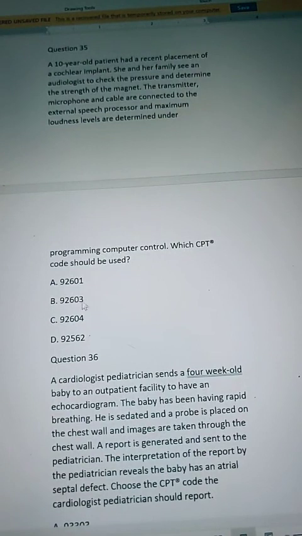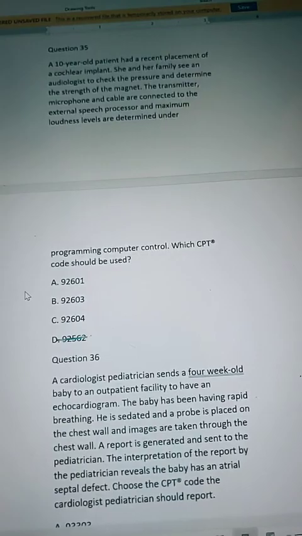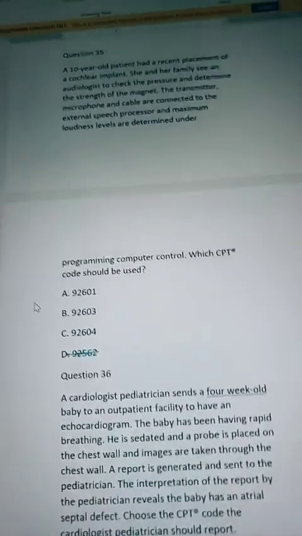All right. This is a cochlear implant. So we've got the 01, 03, and 06 there. So probably that 62 is out of whack, right? So I'd run to the 92601. 926. So we're backwards. 926.